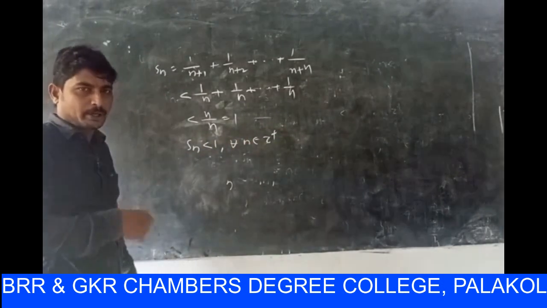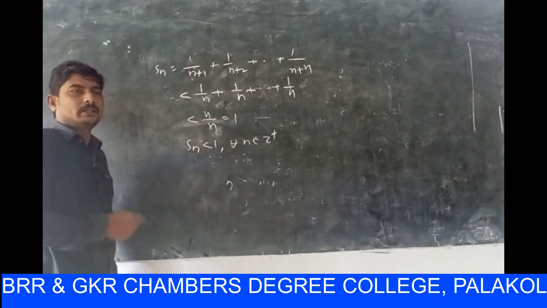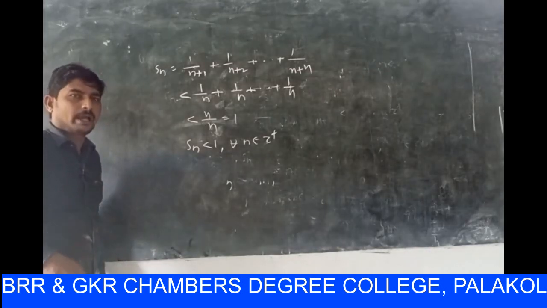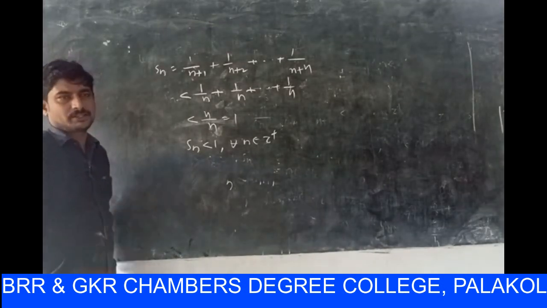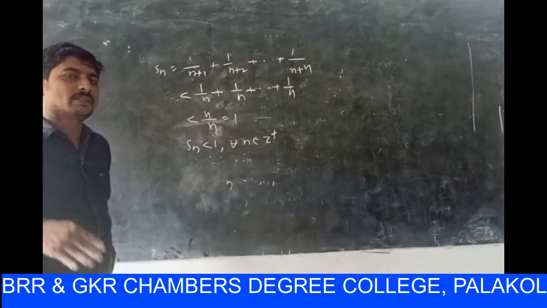Means 1 is an upper bound. The sequence Sn is bounded above. Already we have proved that this is an increasing sequence. Now we have shown that the sequence is bounded above. Any sequence that is increasing and bounded above, we say that the sequence is convergent. So like that we have to verify whether the given sequence is convergent or not.